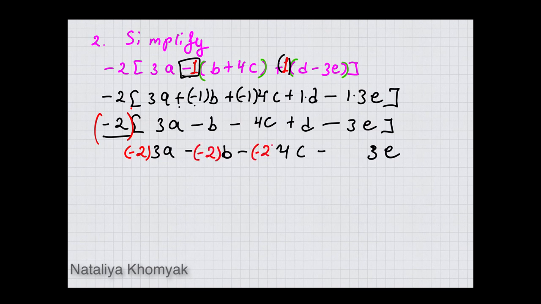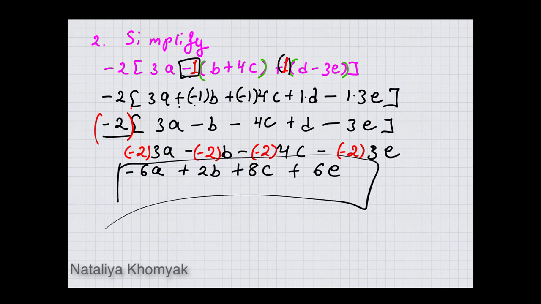This is the distribution step. So we have negative 2 times positive 3, negative 6a, negative times negative positive 2b, negative times negative positive 8c, negative times negative positive 6e. All terms are different, so that's our answer.